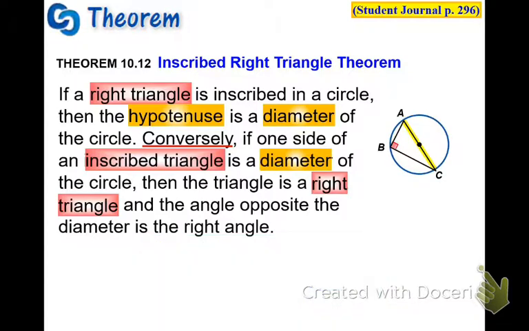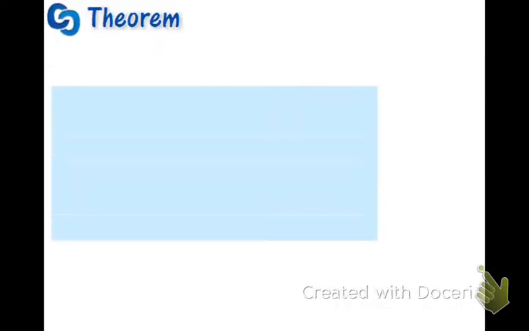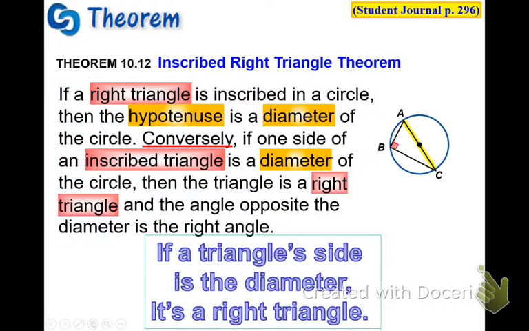Looking at these two pictures that we literally just did, they're at the bottom of your paper. Is number one, the problem on the left, a right triangle? Yes, it is. Why is it a right triangle? Because a diameter is one of the sides. So you guys just proved it. You need to write this down, because half of you didn't even look at it. If a triangle side is a diameter, it's a right triangle.